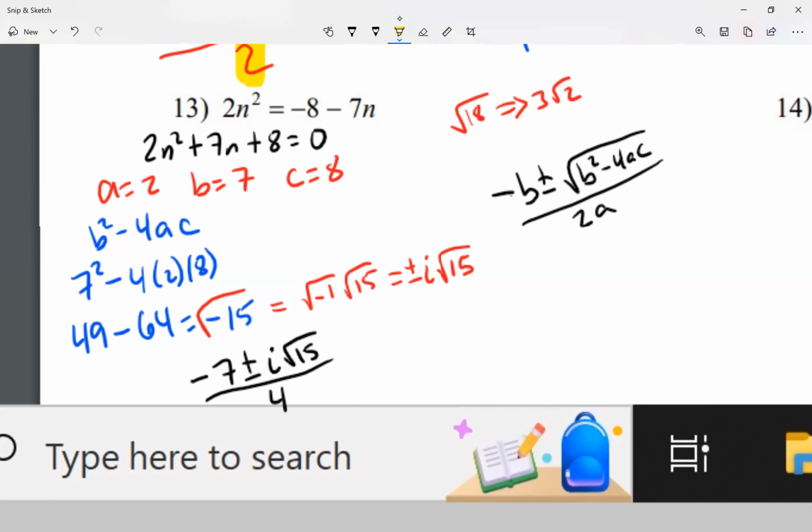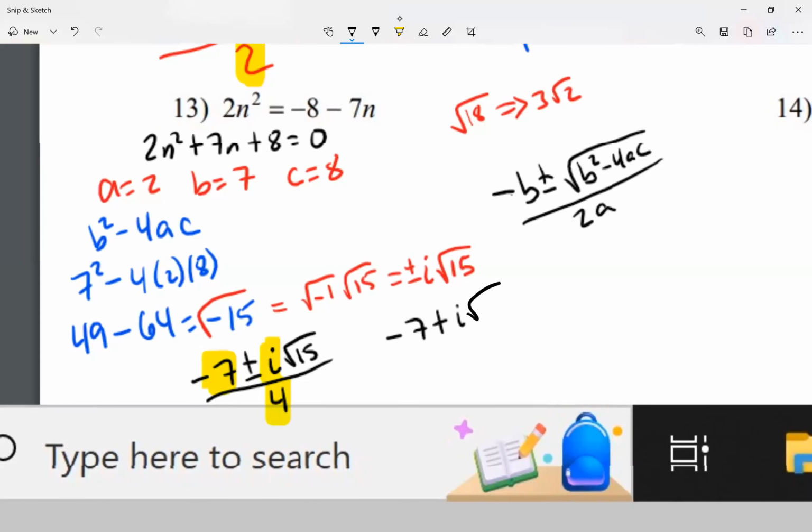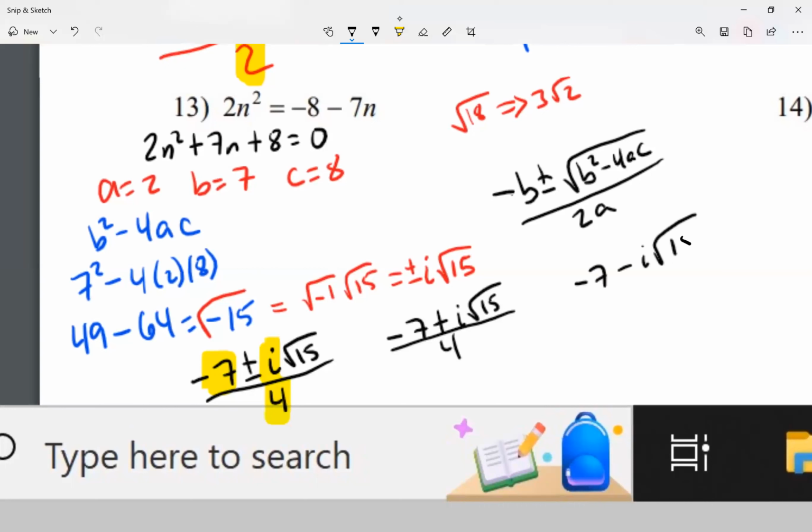Look at your whole numbers. If you can simplify, by all means do so. Nothing I can do. It is still a fraction because my answer at the bottom is a whole number other than 1. So it is still a fraction. My solutions will be negative 7 plus i radical 15 over 4, and my other solution would be negative 7 minus i radical 15 over 4.